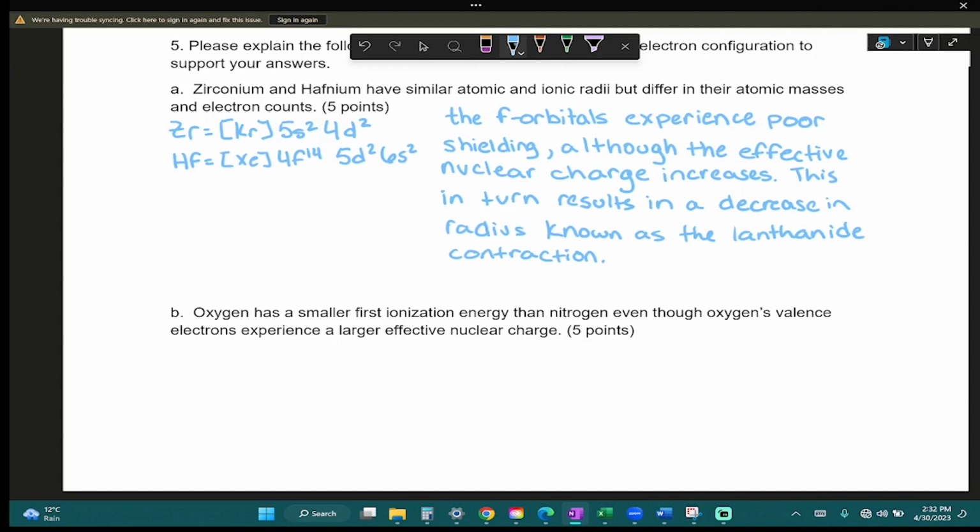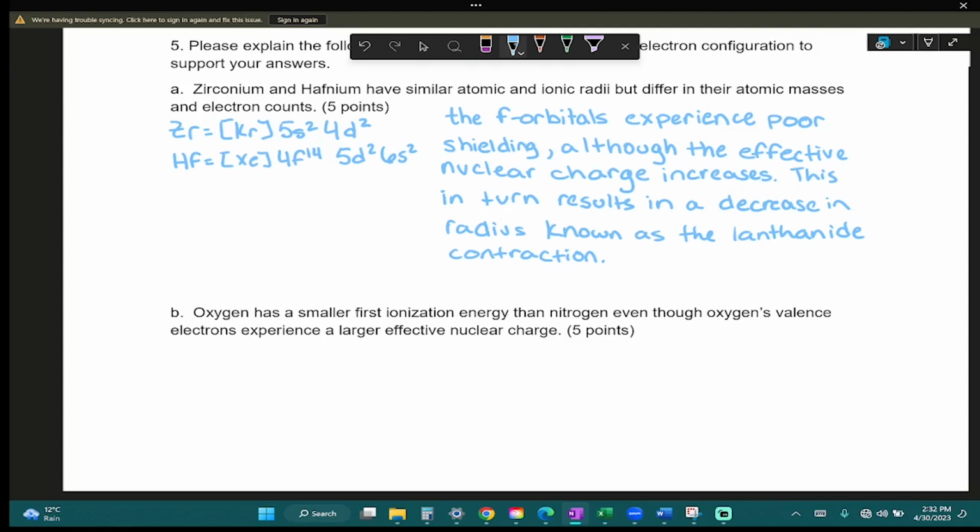Cool. So the next one tells us oxygen has a smaller first ionization energy than nitrogen, even though oxygen's valence electrons experience a larger effective nuclear charge. So does anyone have an idea why this might be? Yeah.